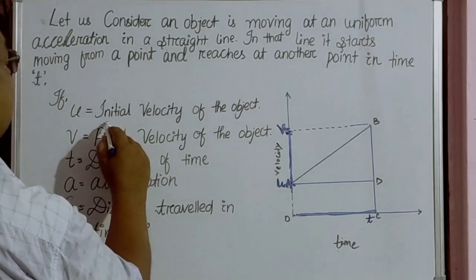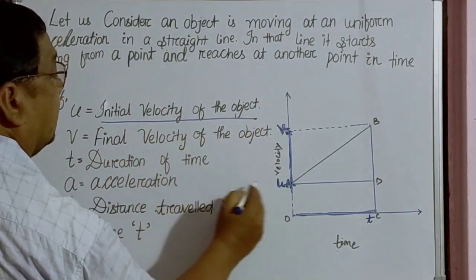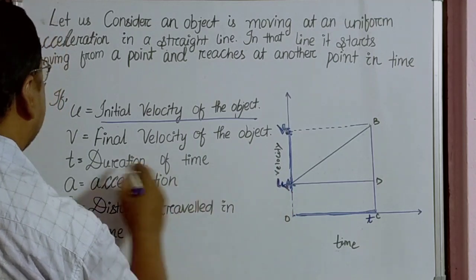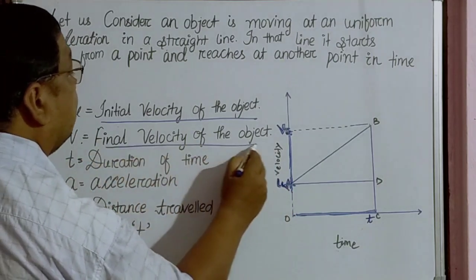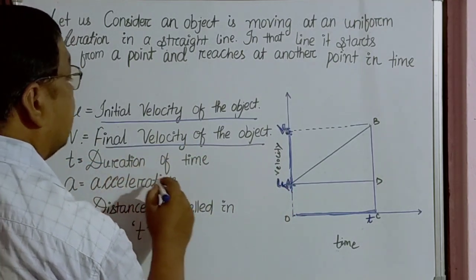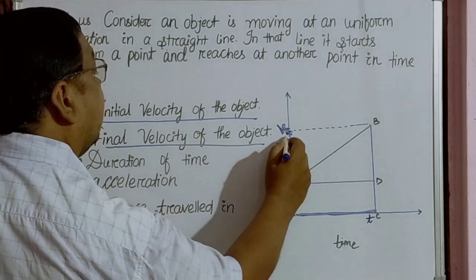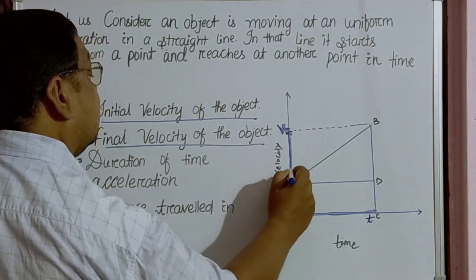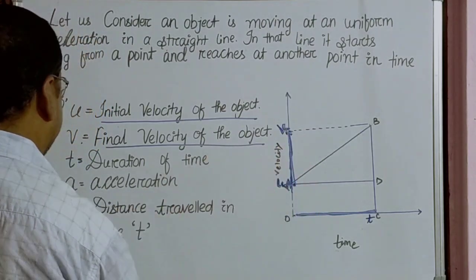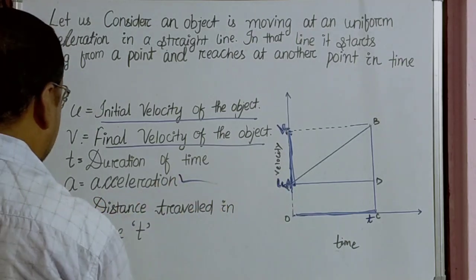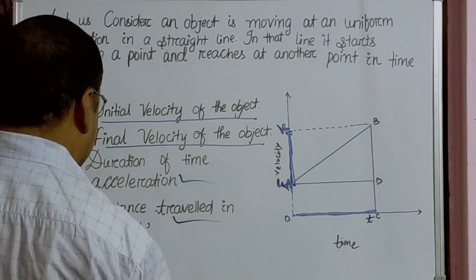Let u be the initial velocity of the object, v the final velocity of the object, t the duration of time, the time taken from this position to this position, a the acceleration, and s the distance traveled in time t.